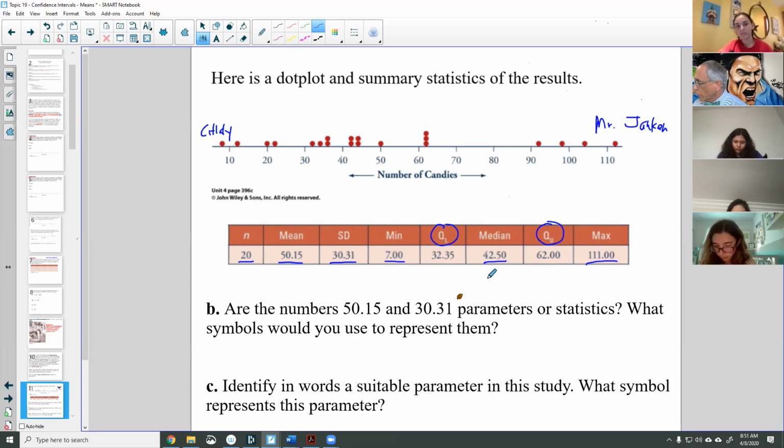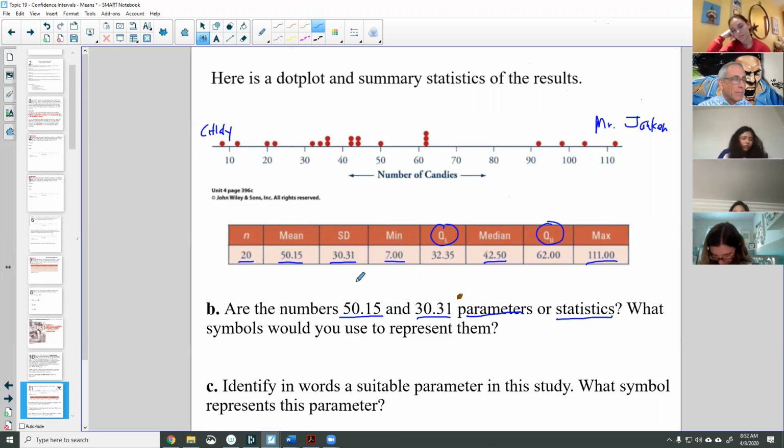Now we're going to ask Keely, are the numbers 50.15 and 30.31 parameters or are they statistics? Parameters. Try again. Statistics. Yeah, okay, now why? You know, on these binary ones, you only get one shot. They refer to the sample, because they're from a sample. That's exactly right. So these numbers here are statistics, and they're from a sample.